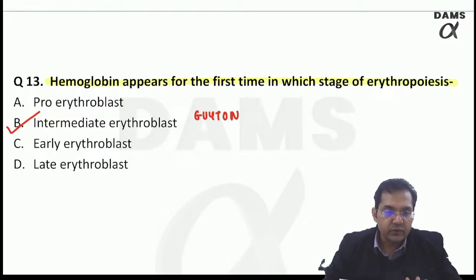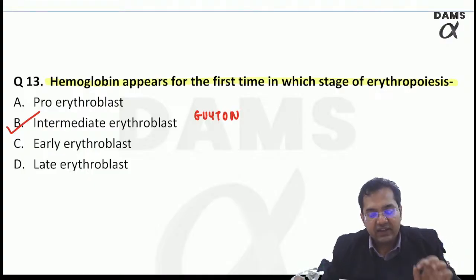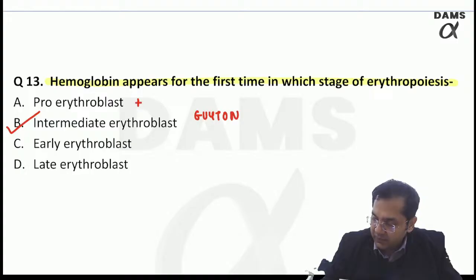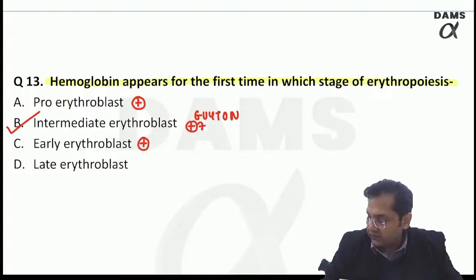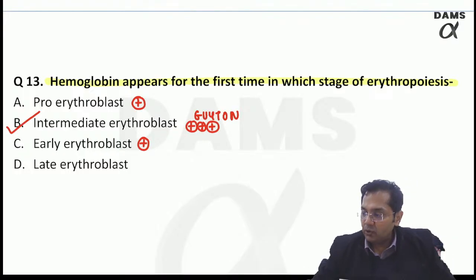So intermediate erythroblast is the best answer, but remember, research articles tell us there is evidence that even in the pro-normoblast or pro-erythroblast, the early erythroblast, hemoglobin can be seen. But the problem is whether I can see it clearly, visibly for the first time. The best answer is intermediate. If it appears early, it is more in the later stage and better visible. That is why we say intermediate erythroblast is the best answer.